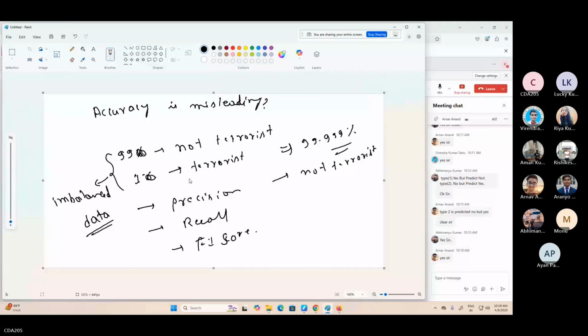Okay. Are you clear with this? Everyone, are you clear with this concept? कि मैं accuracy कहाँ पे mislead कर रहा है और कहाँ पे हमें precision की use करनी है जब हमारे पास imbalance data हो. Imbalance data का मतलब क्या कि 99% जो है यस है और 1% नो है. तो हमारा मॉडल जो है मोस्ट ऑफ द टाइम यस ही बोलेगा.